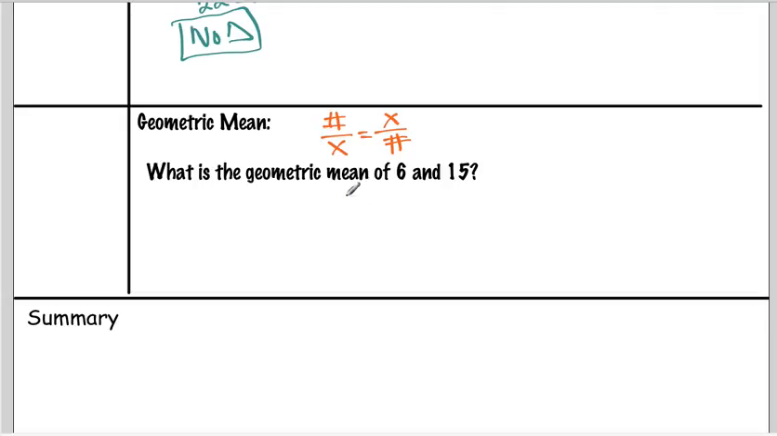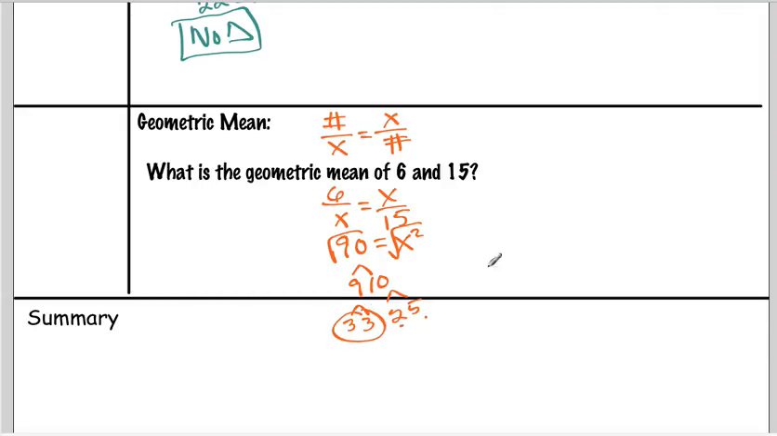So the geometric mean between 6 and 15 is to put 6 over x, x over 15. And then we're going to cross multiply and solve. 6 times 15 is 90. x times x is x squared. So you're going to square root both sides. Square root of 90, 9 and 10. 9 is 3 and 3. 10 is 2 and 5. Pair of 3's, lonely 2, lonely 5. So the geometric mean is going to be 3 square root of 10. So that's the geometric mean between 6 and 15.